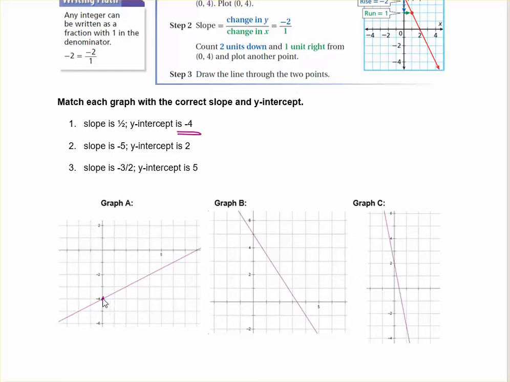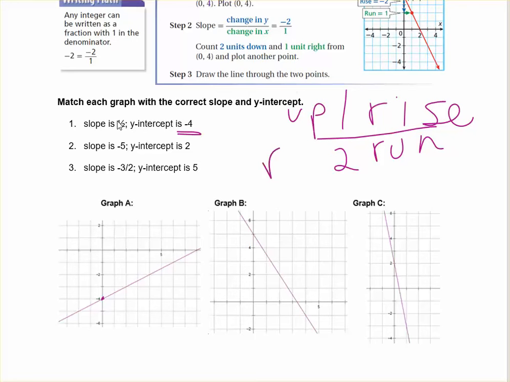Then it says the slope is 1/2. Well, if I was graphing this by hand, I would start at the y-intercept. I'd start at this point, and then I would apply the slope. So the slope is 1/2. That means that the rise is 1, or up 1, and the run is 2, which means to the right. So this means up because it's positive, and this means to the right. So from the point that I just graphed, I will go up 1, and then I will go to the right 1, 2, and I'll put another point. And since that point is on the line, number 1 is going to be matched with graph A.